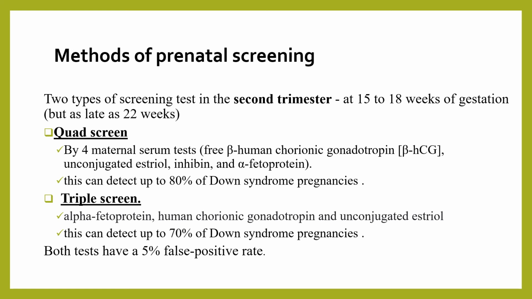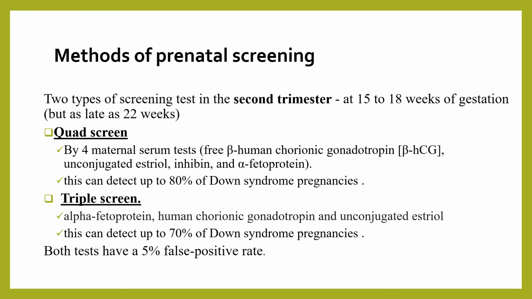When we look at methods of prenatal screening, two types of screening tests are used in the second trimester, that means at around 15 to 20 weeks of gestation. The first one is the quad screen and the second is the triple screen. This is the second trimester screen. The quad screen is done by 4 maternal serum tests, that means free beta human chorionic gonadotropin, unconjugated estriol, inhibin, and alpha fetoprotein. This can detect up to 80% of Down syndrome pregnancies.